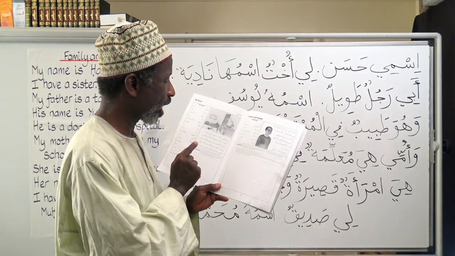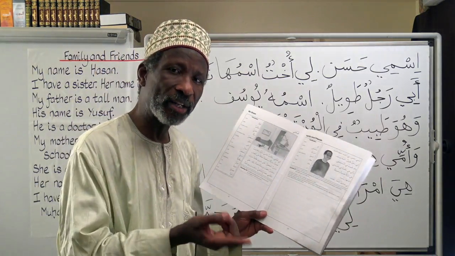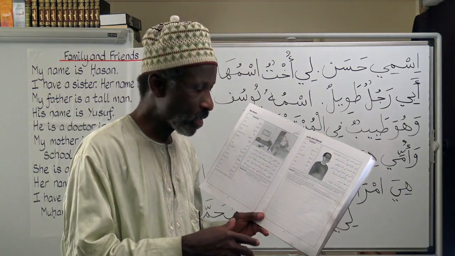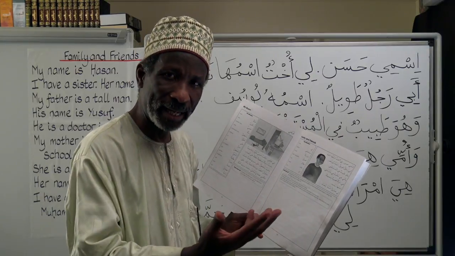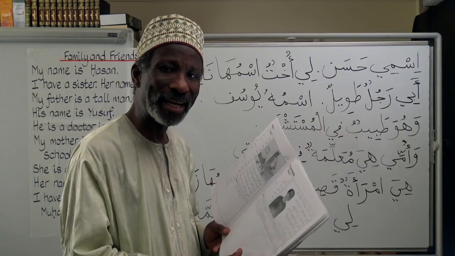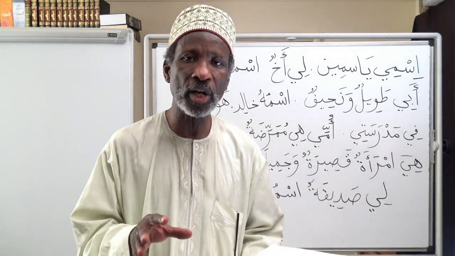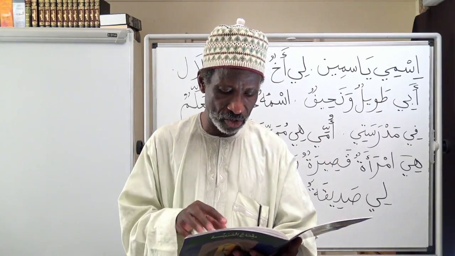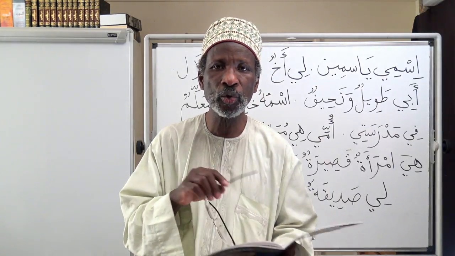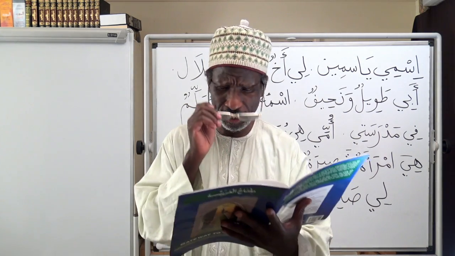Then we're going to have a look at exercise 23 on the same page. This is English, which you need to convert into Arabic. So we're going to do that together as well. Let's do exercise 23 on page 32. It is a translation from English to Arabic. So the exercise is this.